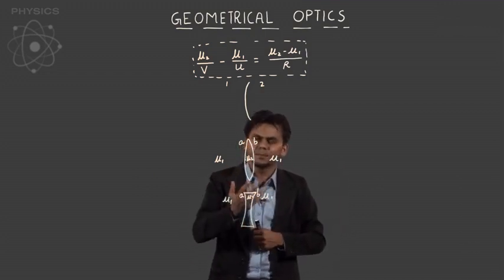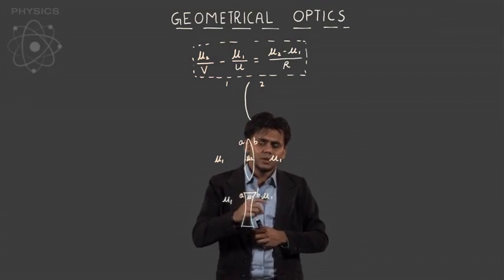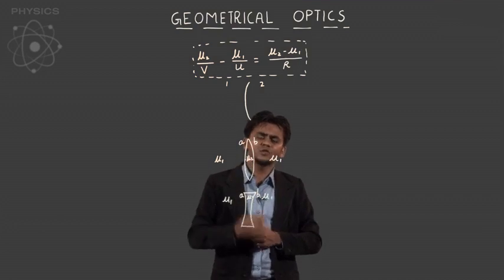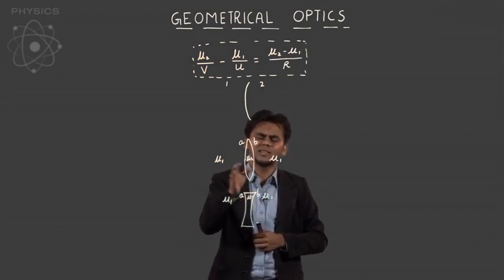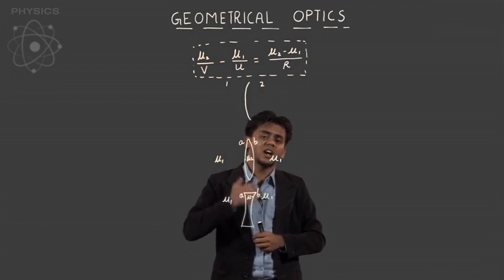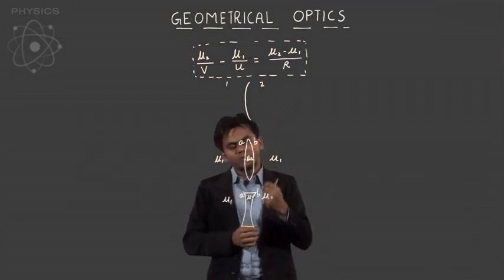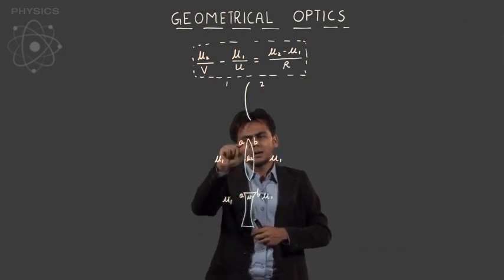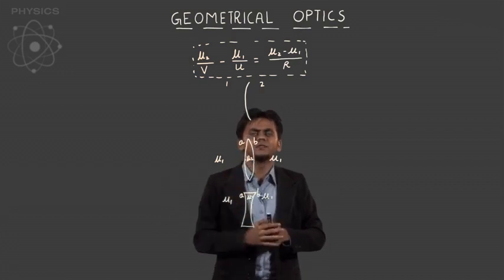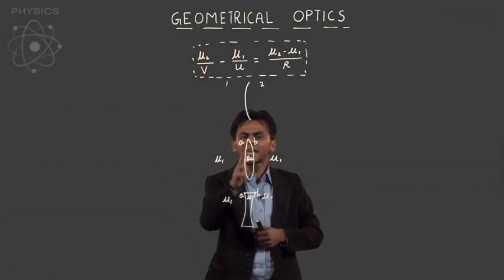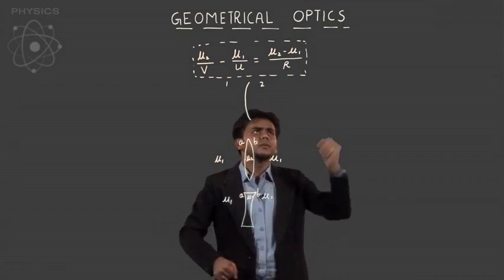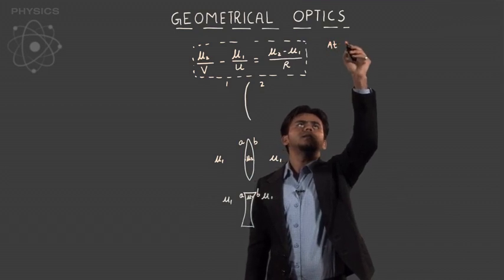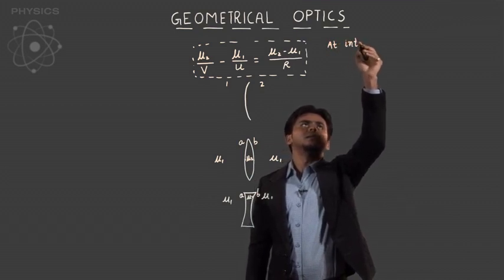This lens could take any shape, that doesn't matter, but this lens can only be studied by us if both the surfaces are of spherical nature, concave or convex on either side, that doesn't matter, but they should have a spherical nature. Now, the advantage I have with spherical nature is I can apply my refraction formula at this A interface and at this B interface. Let's try to apply that. When you apply at interface A, what will happen?